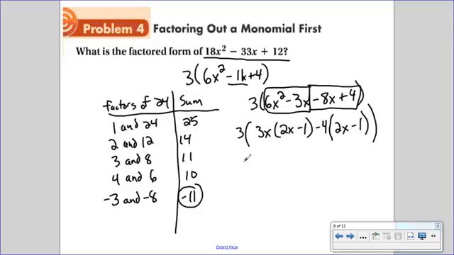So don't forget this 3. 2x minus 1, because that's what they have in common there. And then what's left over? 3x minus 4. And that is how you factor something like that out if they have something in common first. Okay? I know that's a little bit confusing, but write down any questions that you have.